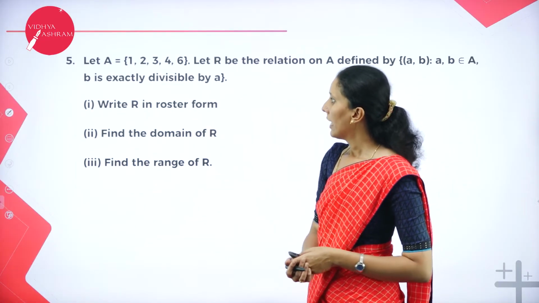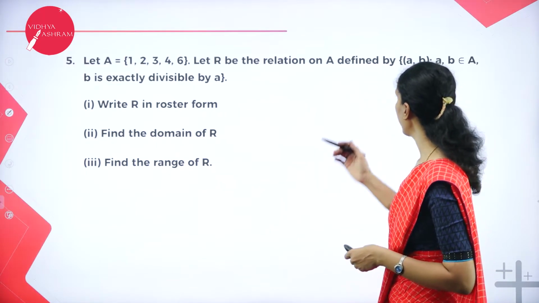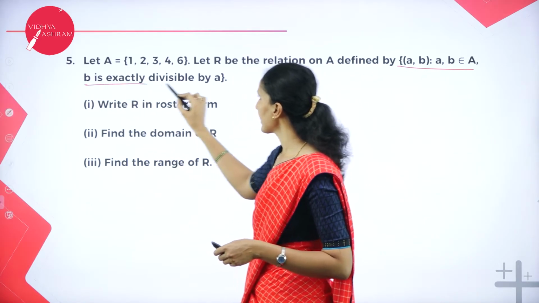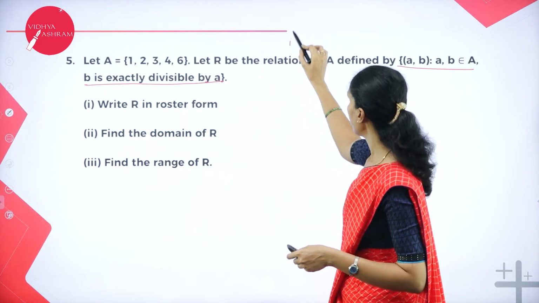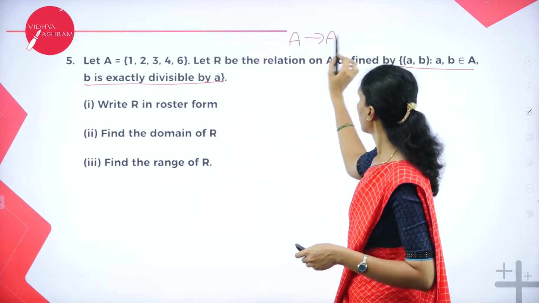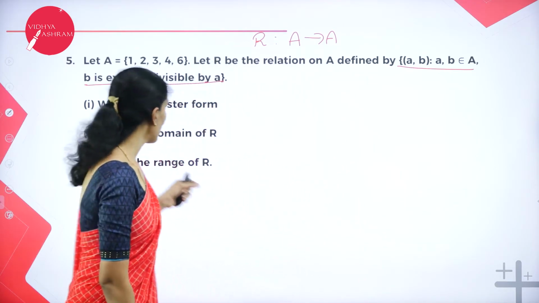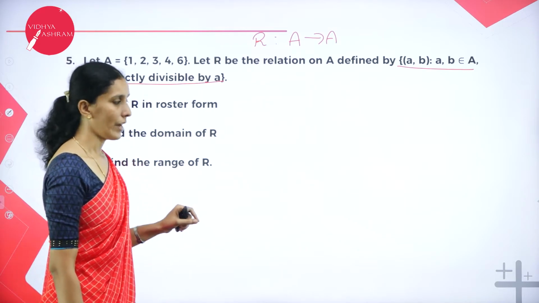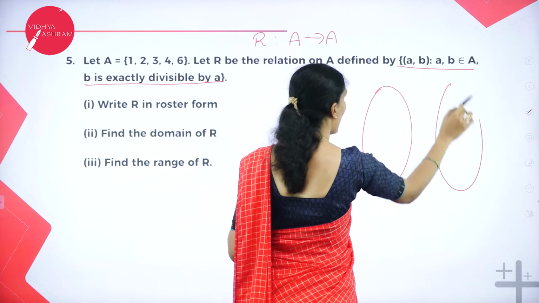Next we have, let A is equal to {1, 2, 3, 4, 6}. Let R be the relation on A defined by (a, b), for all a, b belonging to A, b is exactly divisible by a. So you are defining a relation from A to A. The first thing is you should write the set in roster form, then write the domain, then write the range. We can write it using an arrow diagram also.